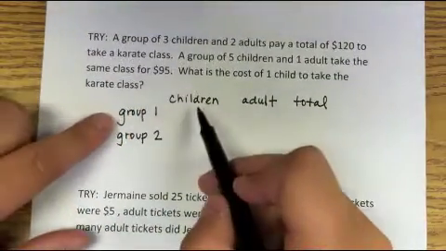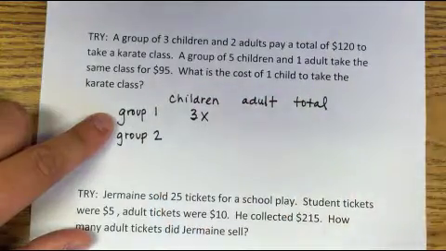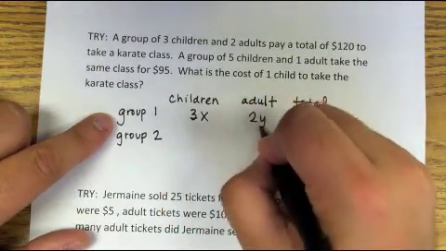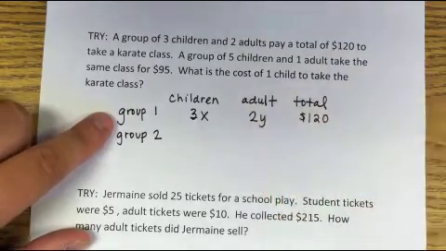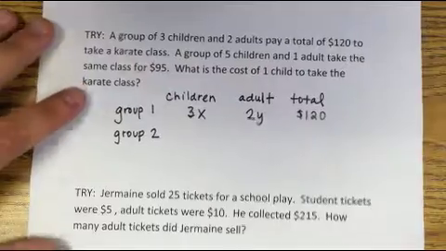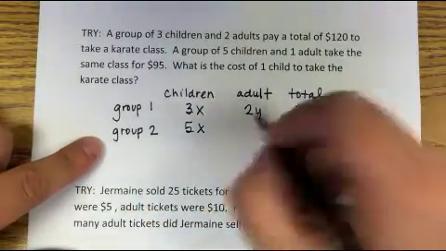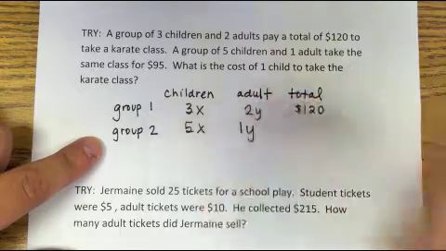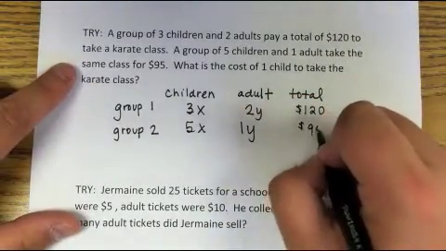Okay, so group 1 had 3 children, so I'll call that 3x. Group 1 had 2 adults, 2y, and they paid a total of $120. Okay, Group 2 had 5 children, they had 1 adult, 1y, and they cost them $95.